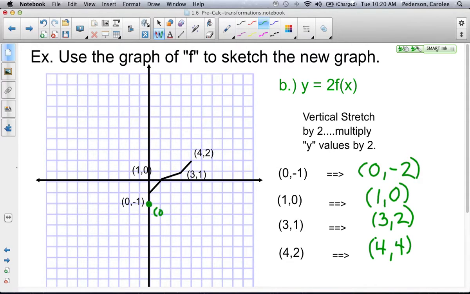So here's over 0, down 2, over 1, up 0, then over 3, up 2, and then over 4, up 4. The shape has now changed. That black function is now being stretched by a factor of 2.